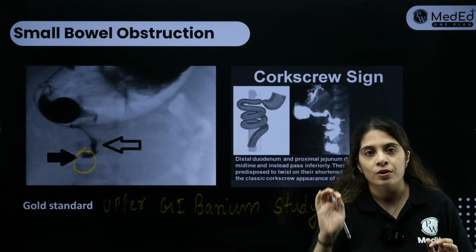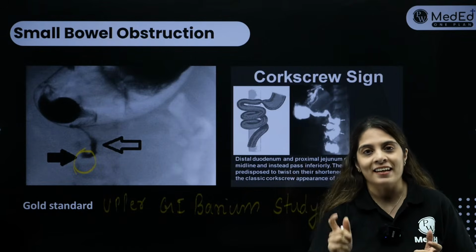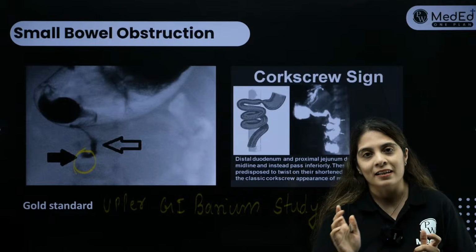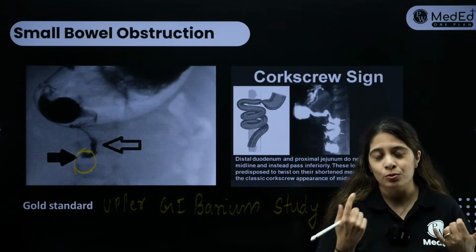That is the most important point, and I would say that is the gold standard method of testifying that yes, this is the case of midgut volvulus in a malrotation, right? So I hope this is clear. We have seen 2-3 signs.